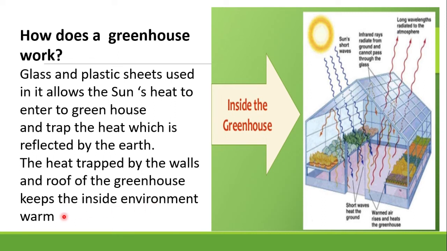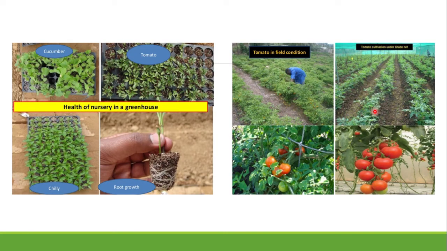What does it do? It absorbs the radiation and traps the heat, and this heat is not allowed to go back, but it is reflected back. When it touches the surface, it comes back or is reflected back. So the greenhouse becomes warmer, and that is helpful for the better growth of the plants.